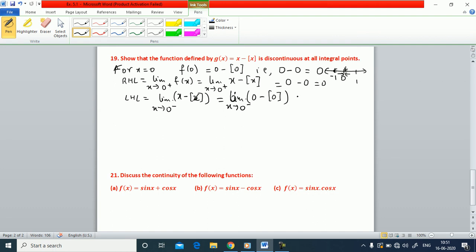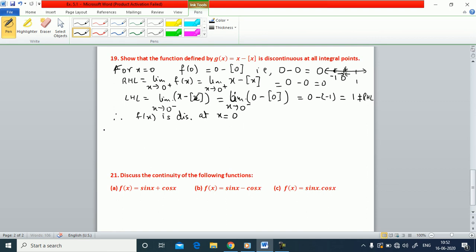So if we simplify it, it comes out to be 0 minus, and the greatest integer function of this will come out to be minus 1. So the left hand limit is coming plus 1. This is not equal to the right hand limit. So what can we say? Therefore, f(x) is discontinuous at x equal to 0. So at 0 we have checked.